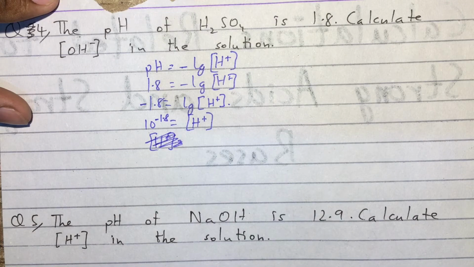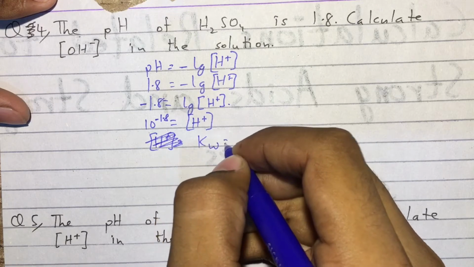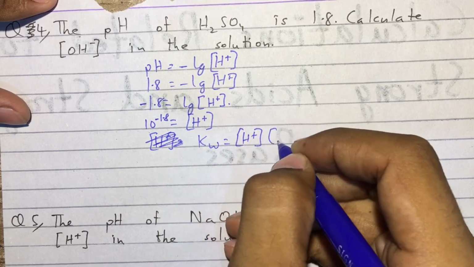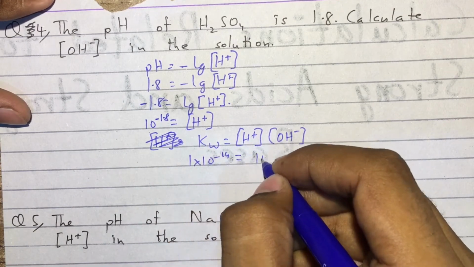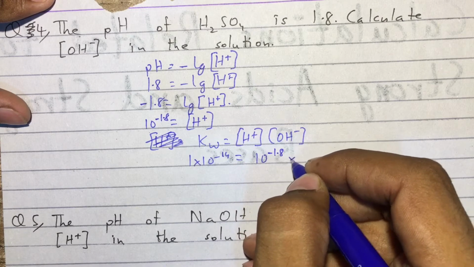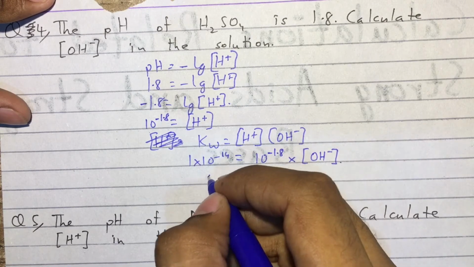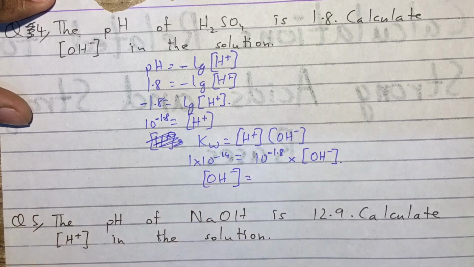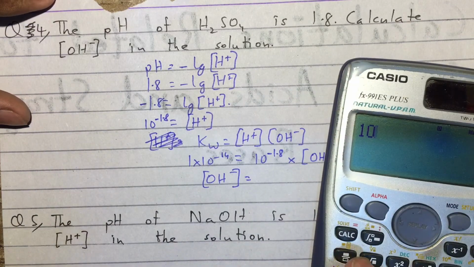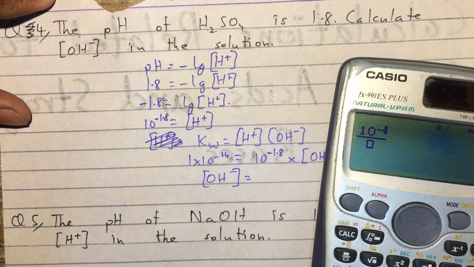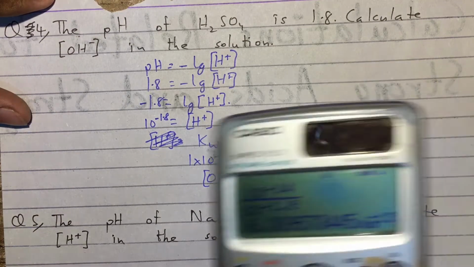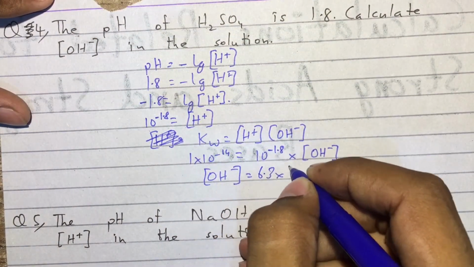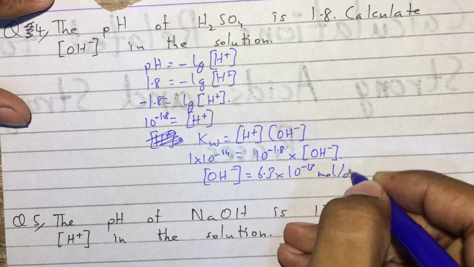Now they're saying calculate the concentration of OH negative ions. So Kw is equal to H plus times OH negative: 1 times 10 power negative 14 equals 10 power negative 1.8 times OH negative concentration. So OH negative concentration will be 10 power negative 14 upon 10 power negative 1.8, which is 6.3 times 10 power negative 13 mole per dm cube.